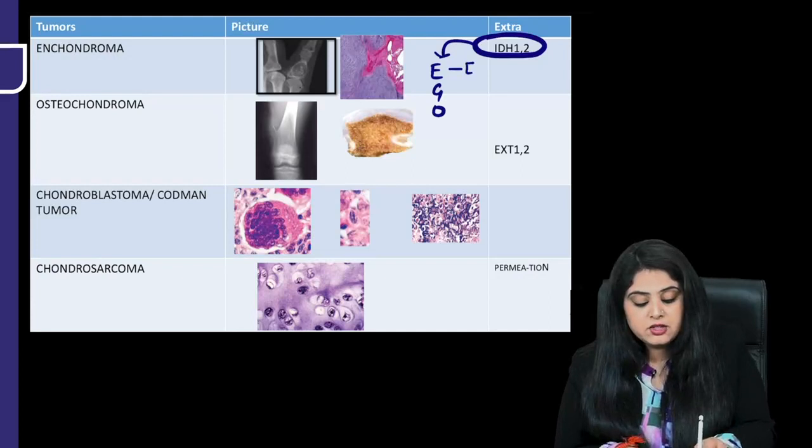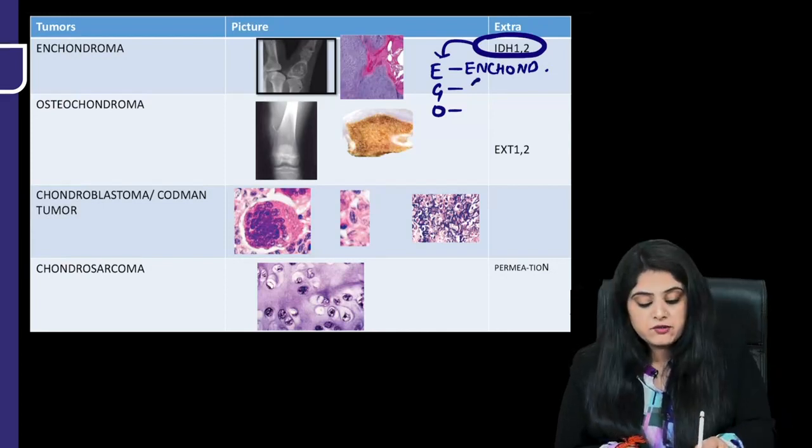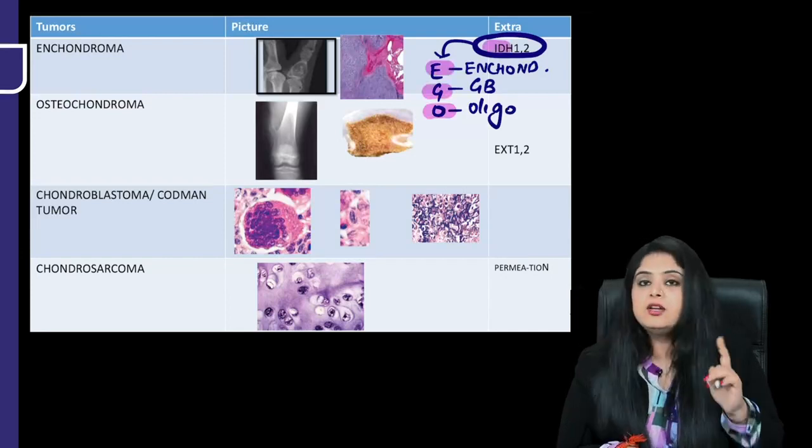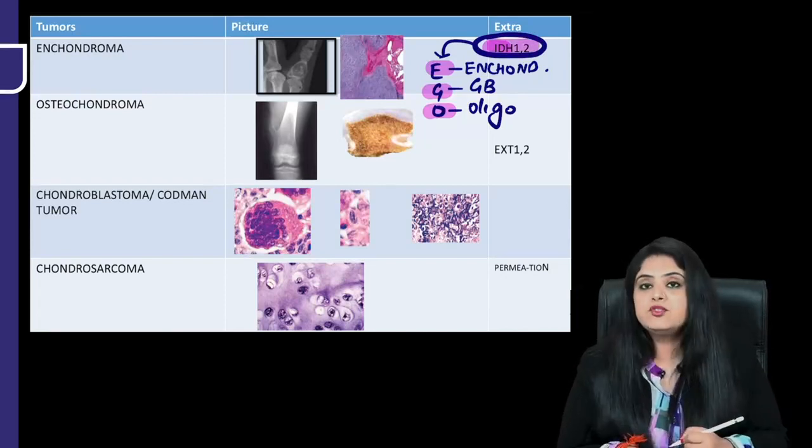E means the tumor that you're studying over here, that is enchondroma. G and O are two tumors in the brain, which I've taught you, glioblastoma and oligodendroglioma. So remember, I am egoistic. That is how you learn it. Enchondroma, glioblastoma, oligodendroglioma show you the IDH mutation.